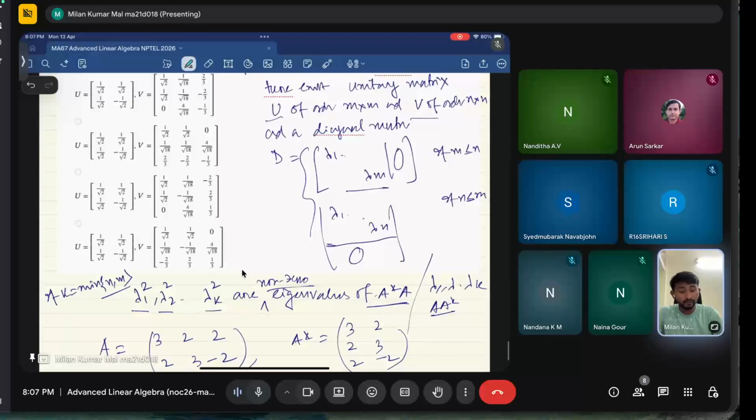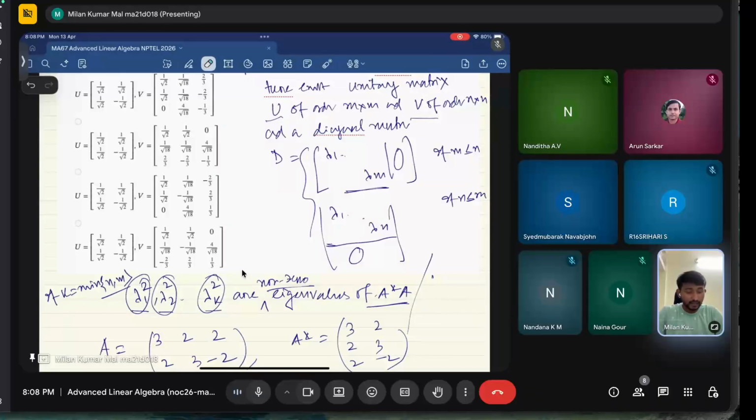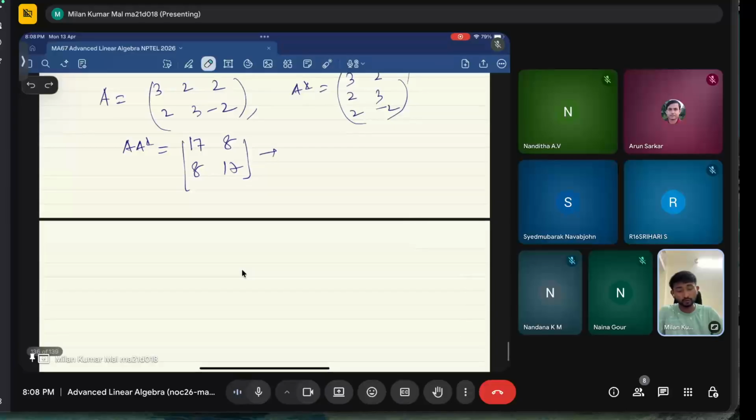Here I have not written lambda 1, lambda 2, lambda m or something. Here I have said lambda 1 square, lambda 2 square, lambda k square. Maybe I have just changed things. And here it will always be positive, because A star A is a positive self-adjoint operator, so all the eigenvalues have to be positive.